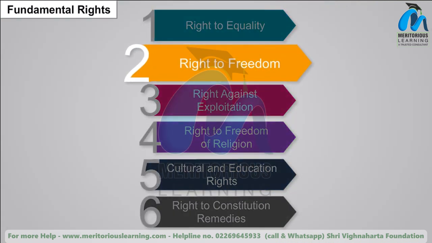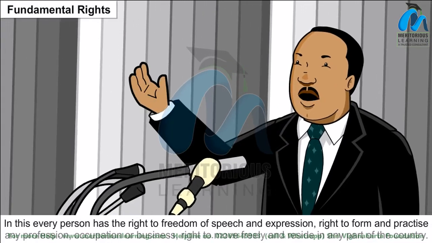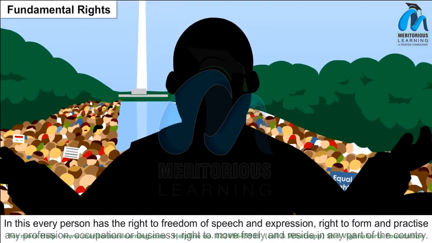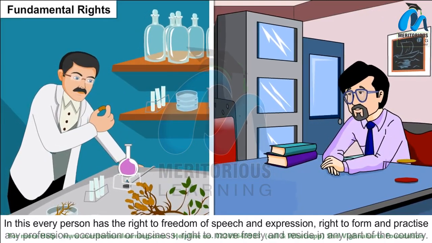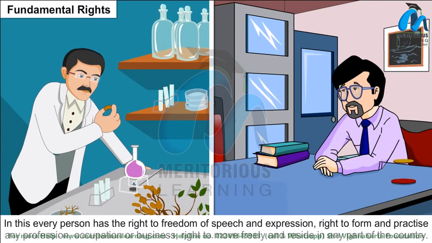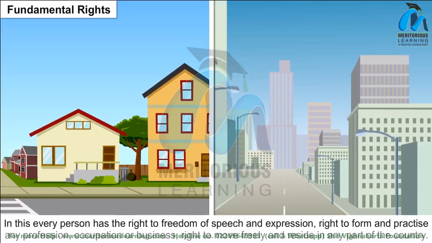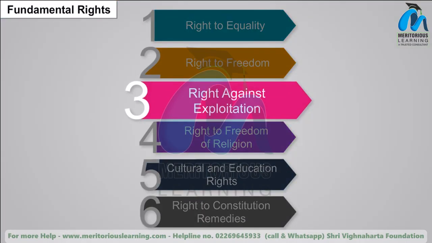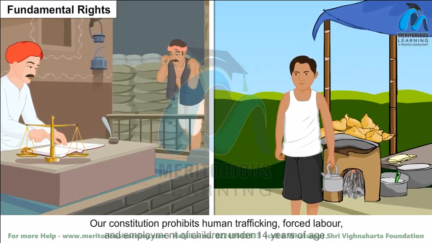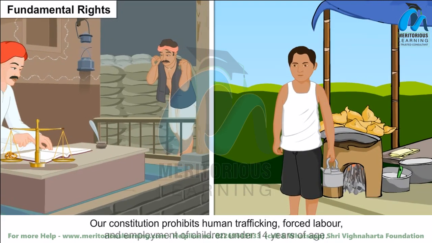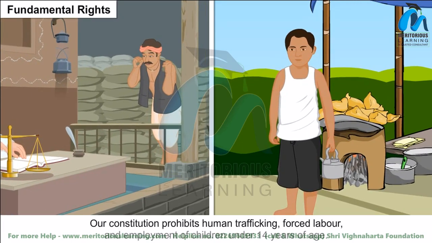2. Right to freedom. In this, every person has the right to freedom of speech and expression, the right to form and practice any profession, occupation, or business, and the right to move freely and reside in any part of the country. 3. Right against exploitation. Our Constitution prohibits human trafficking, forced labor, and employment of children under 14 years of age.